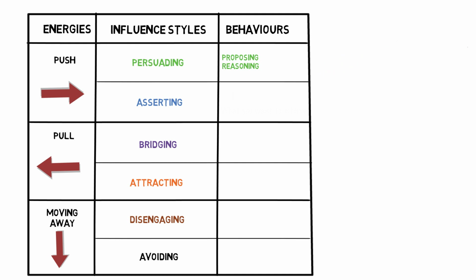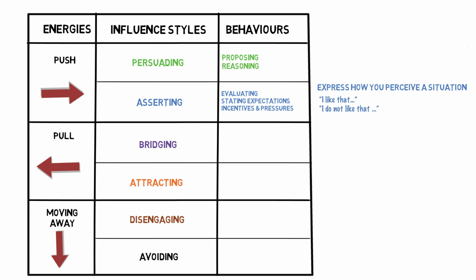Asserting, the I style, comprises 3 behaviors: evaluating, stating expectations, and incentives and pressures. You use evaluating to express how you perceive a given situation. You express what you like and dislike and want to see changed. You use phrases like, "I like that," "I do not like that."